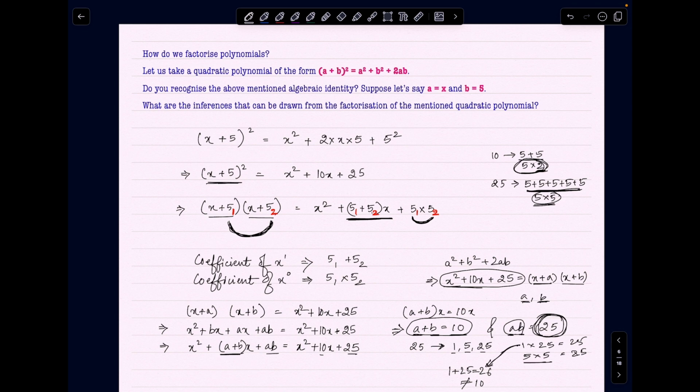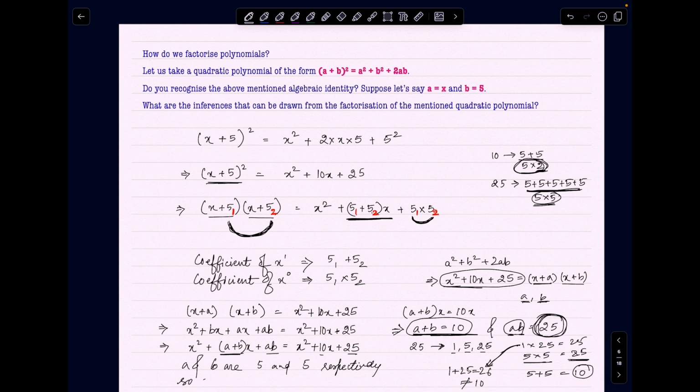Now 5 into 5 is 25, and 5 plus 5 we are getting 10. So yes, a plus b equals 10 is satisfied when a is 5 and b is 5, and a into b is 5 into 5, which is 25. Both conditions, a plus b equals 10 and ab equals 25, are satisfied. So we can say that a and b are 5 and 5 respectively.